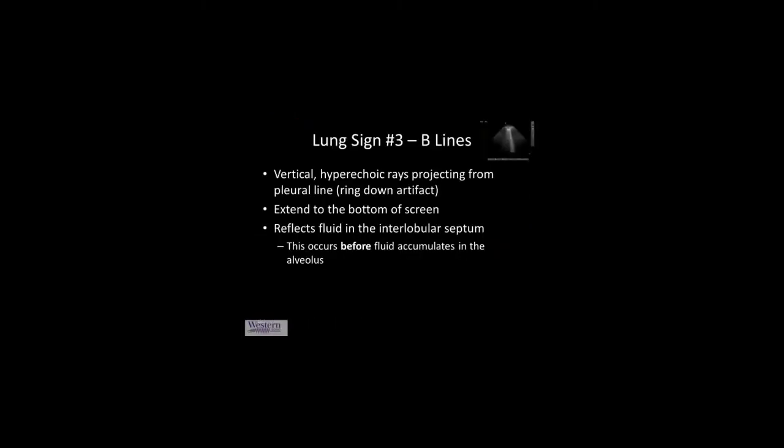So the sibling lung signature to the A line is, of course, the B line, a vertical hyperechoic finding that extends from the pleural line itself. It moves with the pleural line, and it must extend to the bottom of the ultrasound screen. And this artifact, as we'll review in a moment, is created by fluid or thickening in the interlobular septae between the alveoli. And often this occurs before fluid accumulates in the alveolus, and often before X-ray findings can even demonstrate edema. So it's an incredibly sensitive finding for fluid or fibrosis or thickening in the alveolar interstitium.